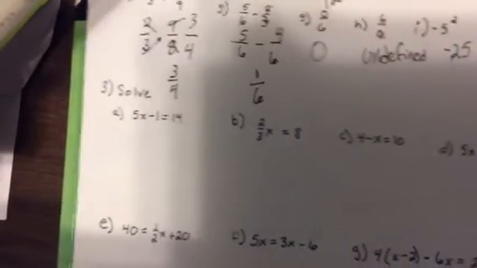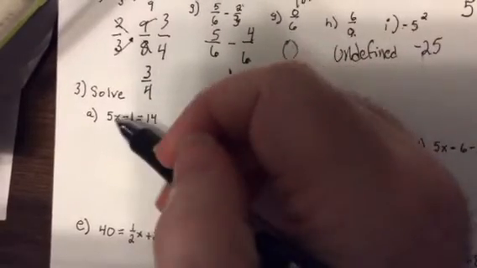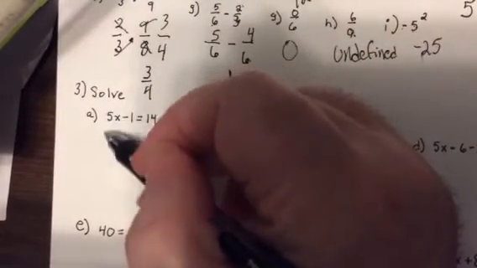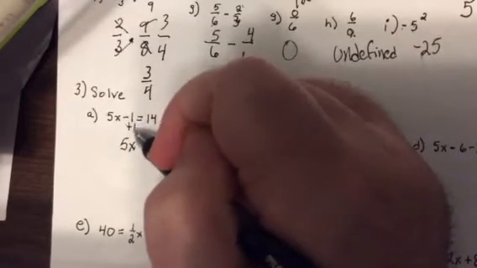Okay, solving. Solving, as I said in class, it's like a present. You always do the reverse to solve. So I want to get the x term by itself always, so I would add 1 to both sides.